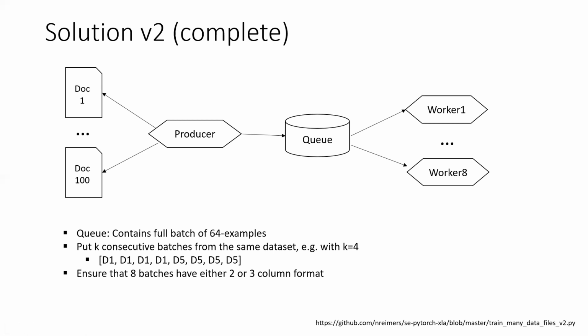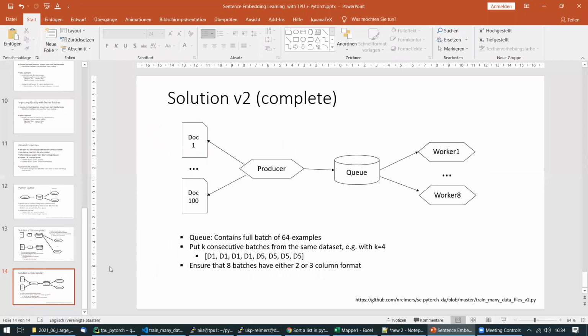However, we have this 2-column and 3-column format. So we have to ensure that all the workers get the same format. We cannot mix the format between the workers. So all these 8 mini batches must be of the same format, either 2- or 3-column format. So the setup is a bit more complicated to understand, I could imagine. But hopefully not too complicated.